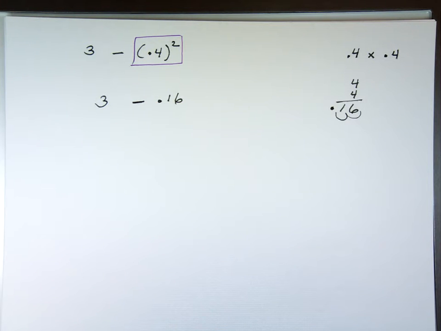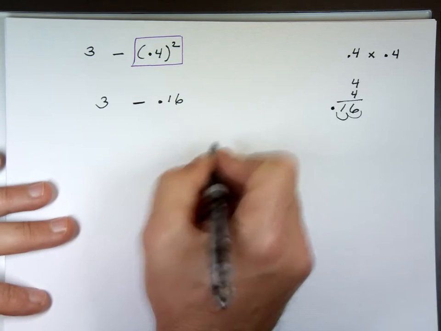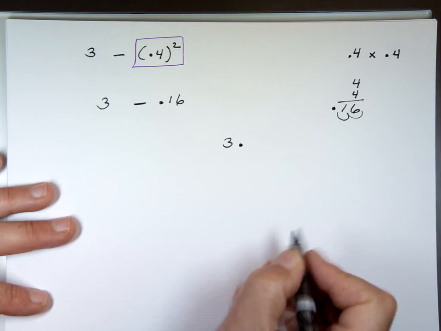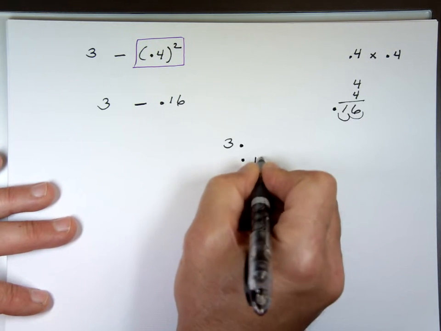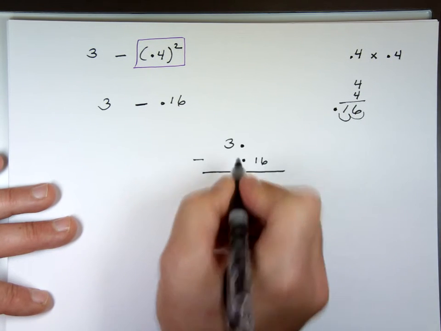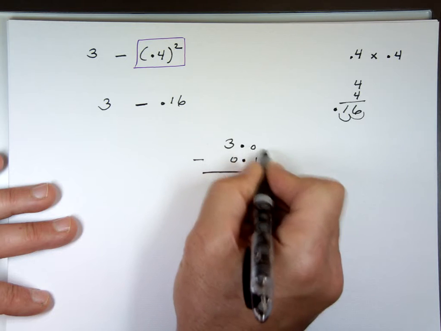Now there is no parentheses, there is no exponents. What's the next one? We do subtractions. That's 3 point, that's what the point is, and the other number 0.16. I need to subtract them. I can make them the same size by adding zeros.